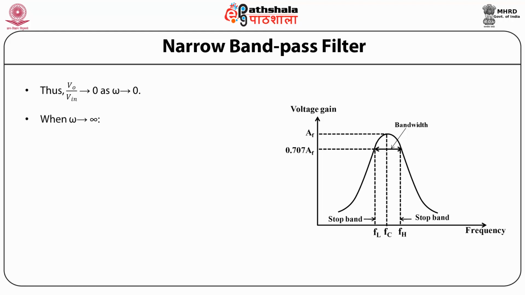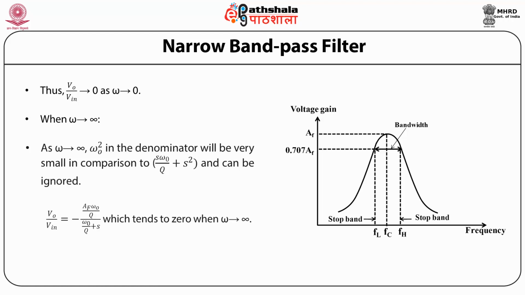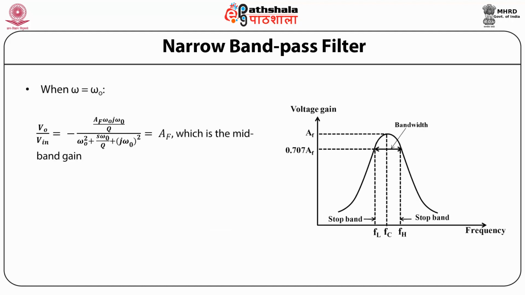Second case, when omega tends to infinity: as omega tends to infinity, omega naught square in the denominator will be very small in comparison to S omega naught by Q plus S square, and thus can be ignored. So V naught by Vn equals minus AF omega naught by Q divided by (omega naught by Q plus S), which tends to 0 when omega tends to infinity. Third case is when omega is equal to omega naught.